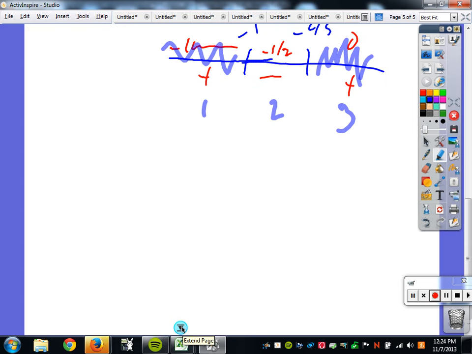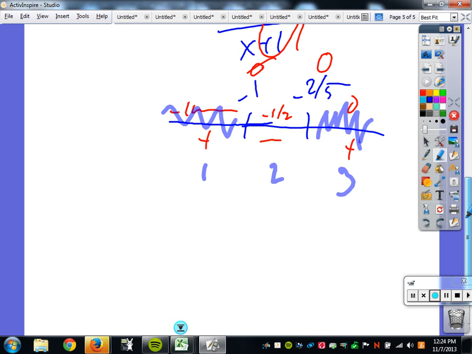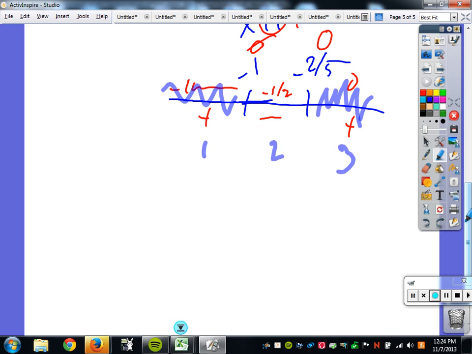Okay, so... Yep. I highlighted. Here, let me highlight better. You're not using blue highlighters.